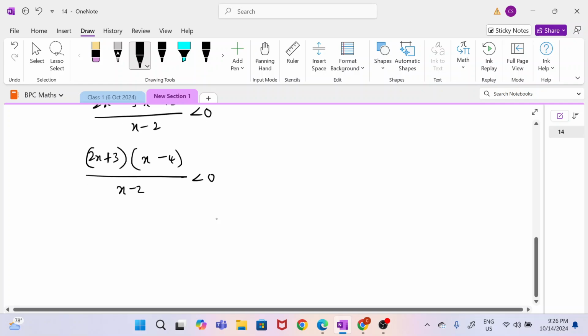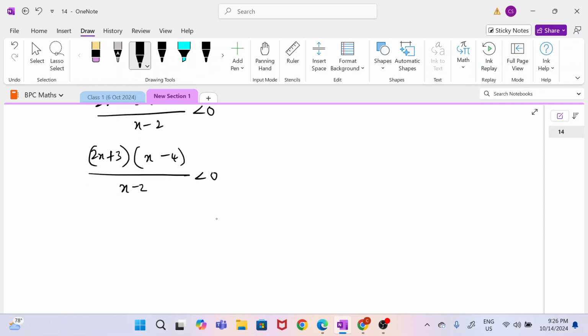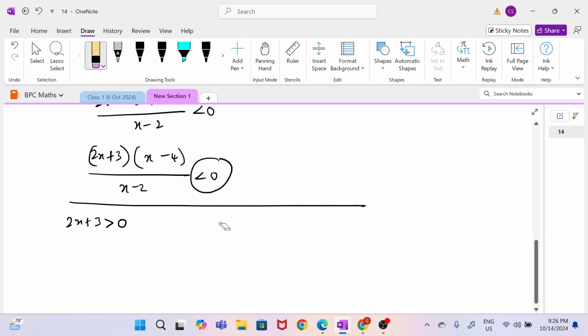Okay, once we reach this stage, normally what I do is put a line here. Take each factor, 2x plus 3, and make it always greater than 0. It doesn't matter here what the sign is; whether it is like this or like this, it doesn't matter. Here we always make it greater than 0. Then try to solve for x.